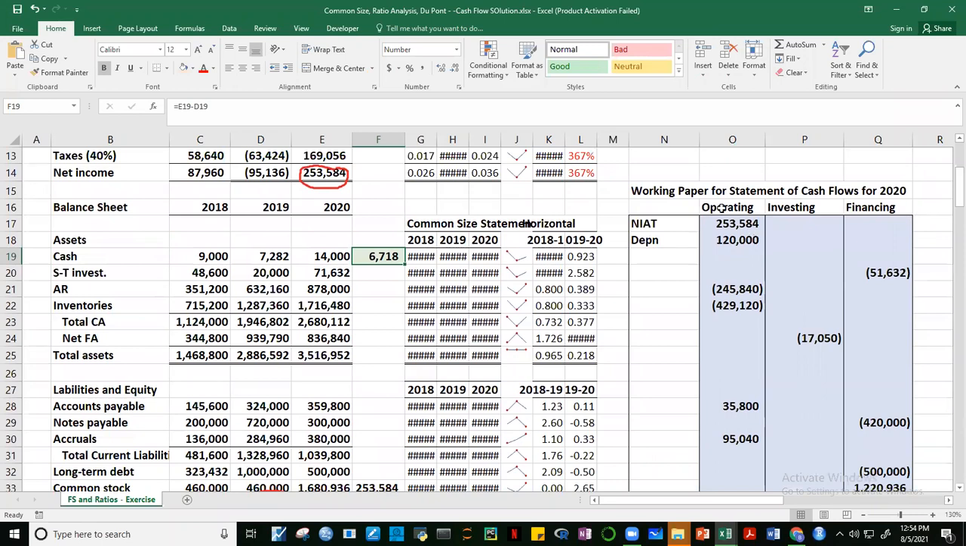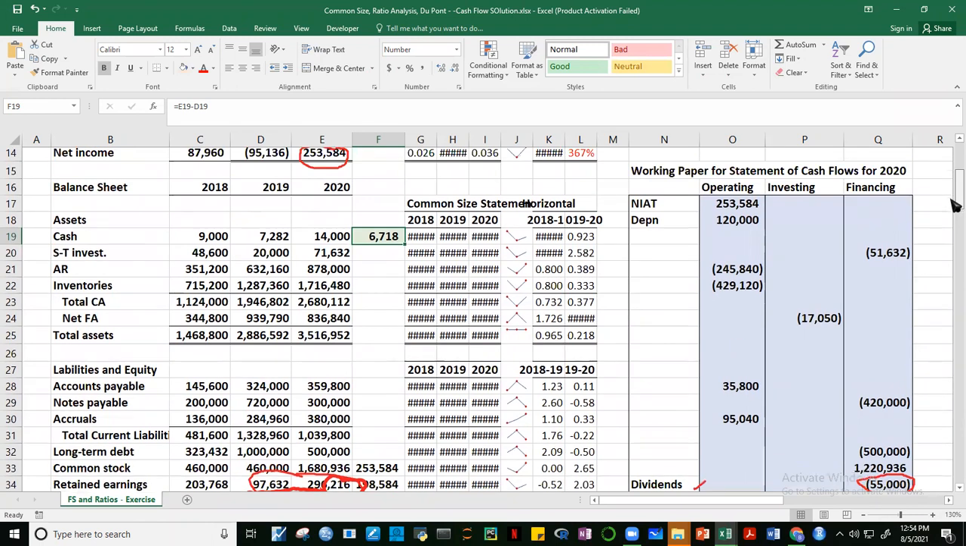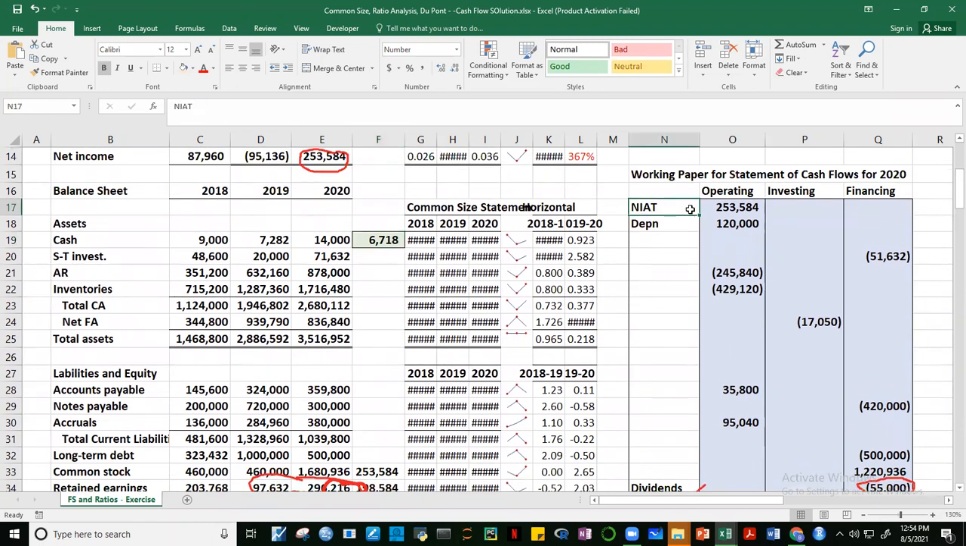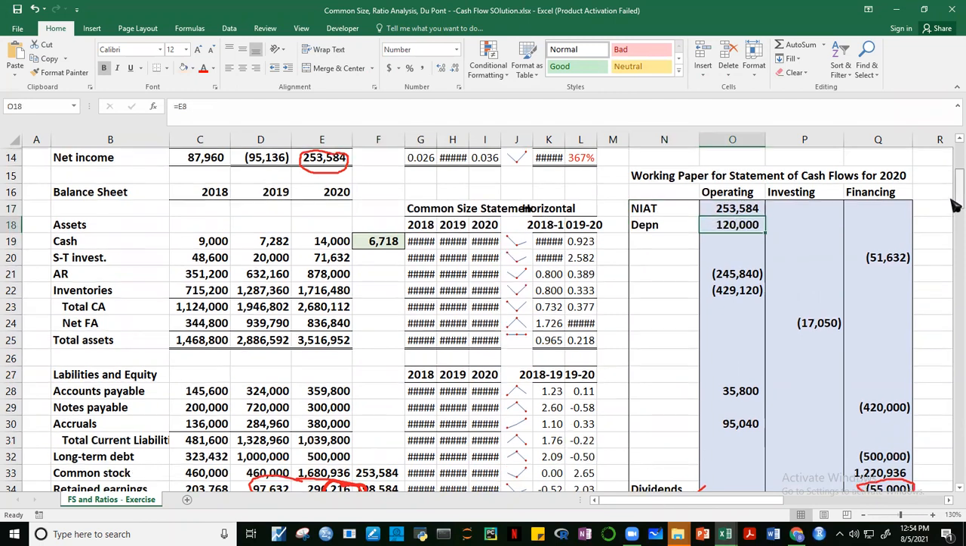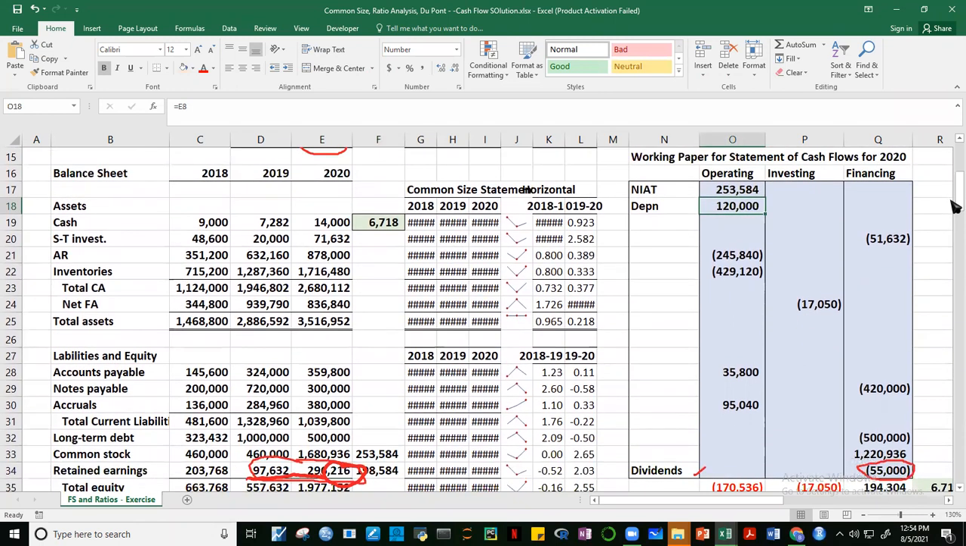And we said that we have to classify our balance sheet accounts into operating, investing, financing. But we first start with the income statement, net income after tax and depreciation under operating. And then we go through the balance sheet. We said when a balance sheet asset account increases, that's a use of cash. For example, short-term investment went from 20 to 71. So this goes under financing, and since it increased, it's a use of cash. AR is the same, 632 to 878, so that's a use of cash, also inventories.